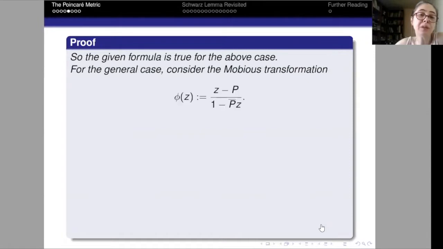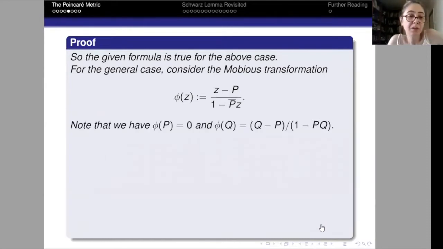So we want to look at the general case. For that, we consider the Möbius transformation. We send P to 0 by the Möbius transformation phi(z) equals (z minus P) over (1 minus conjugate P z). Now, note that we have phi(P) is equal to 0 and phi(Q) is equal to (Q minus P) over (1 minus conjugate P Q).